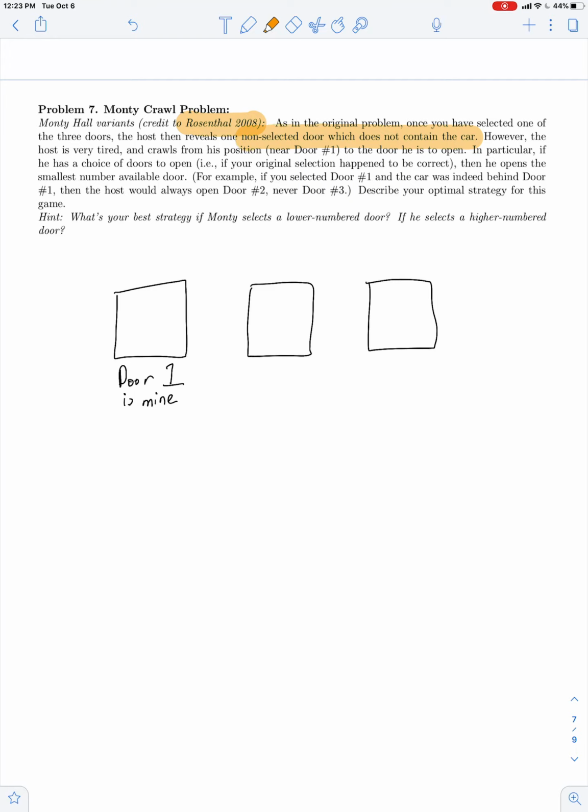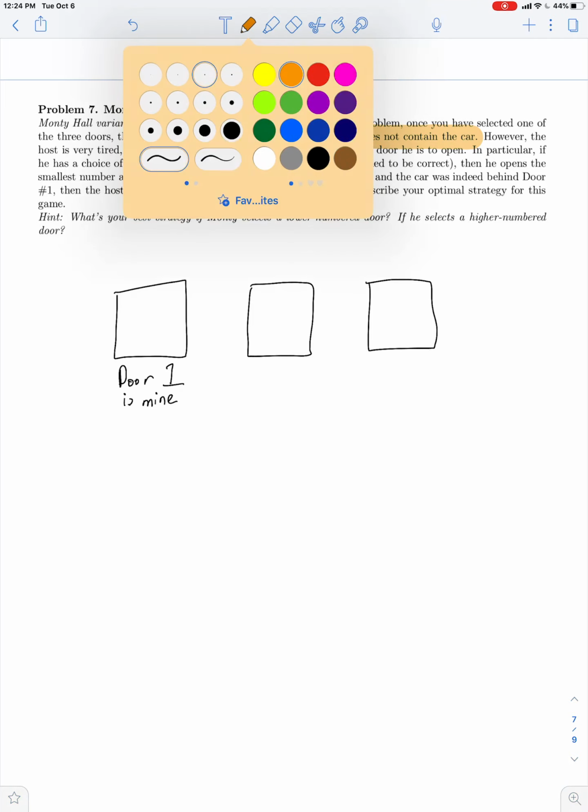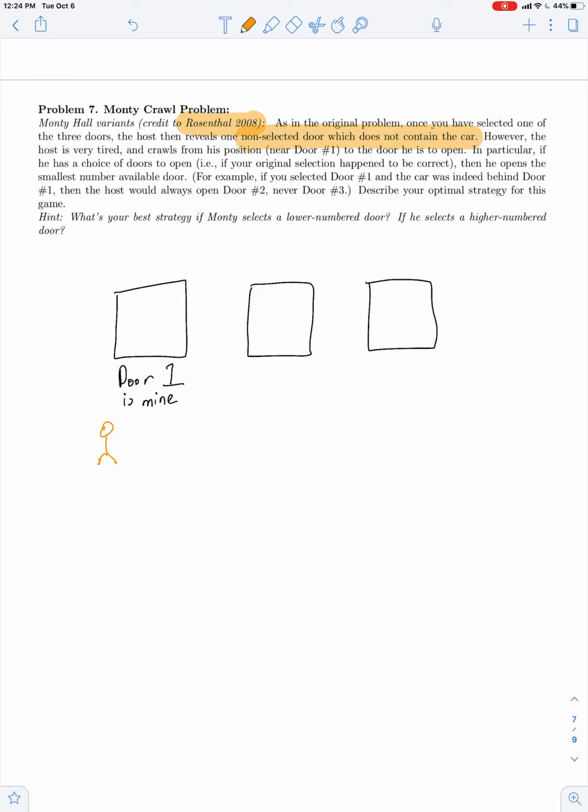However, Monty's very tired, so he crawls from his position by door 1. So this is Monty by door 1 to the door that he's going to open. And if he has a choice of doors to open, he's always going to open the smallest number available door.